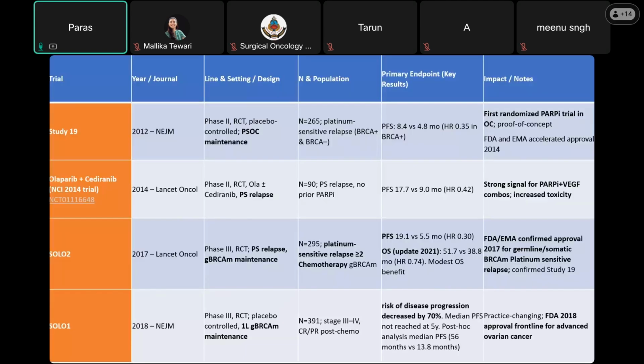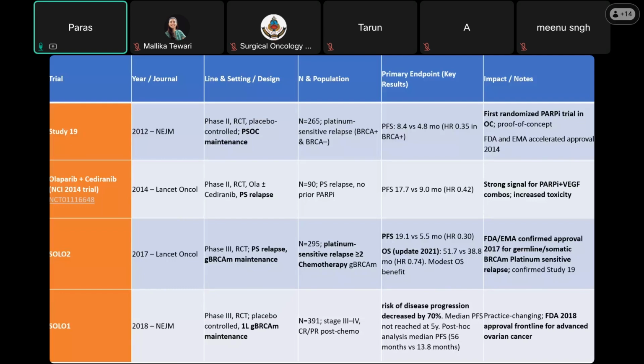Now, these are a few trials regarding olaparib, starting from the first trial, that was Study 19. I'll be going through these trials quickly. Study 19 was the first olaparib study. It was a phase 2 randomized control trial for platinum sensitive ovarian cancer maintenance therapy. It showed PFS benefit and got accelerated approval by the FDA for maintenance in 2014.